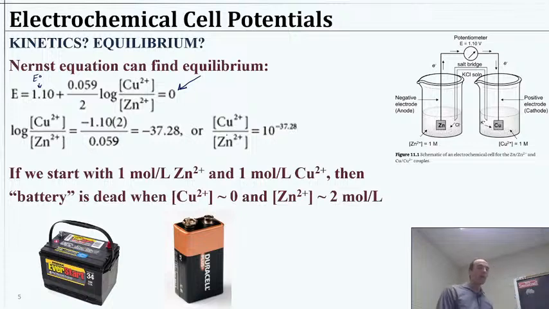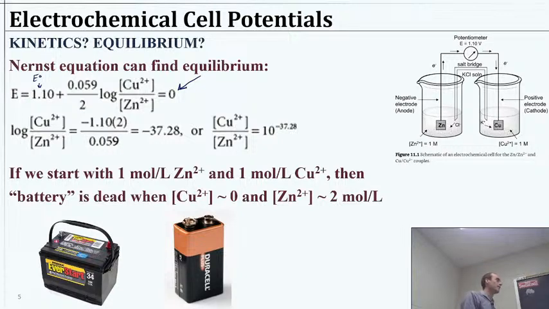When we reach equilibrium, the amount of copper is 37 orders of magnitude smaller than zinc, if I said that right. So effectively, if we started with 1 mole per liter of each on each side, we're going to reach equilibrium when copper is approximately 0, right? Maybe technically not 0, but that's 37 zeros before you reach the decimal place. That's pretty much 0.